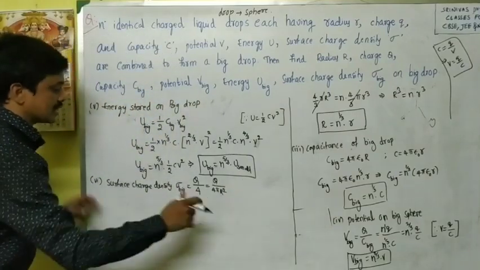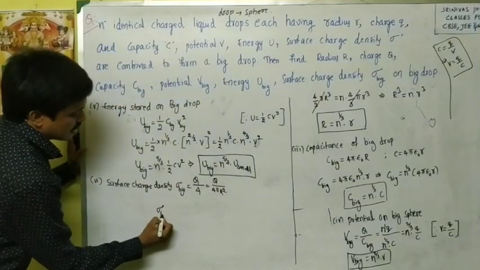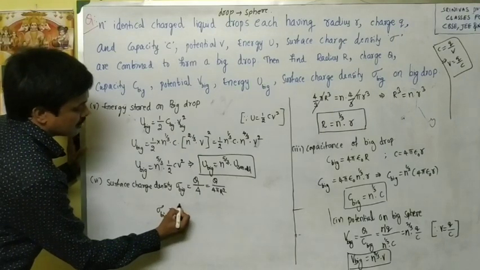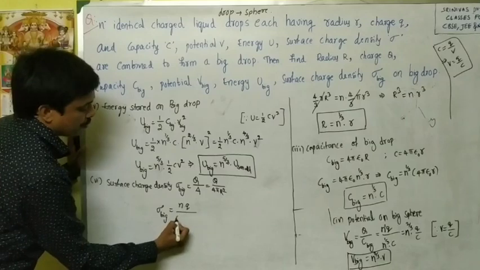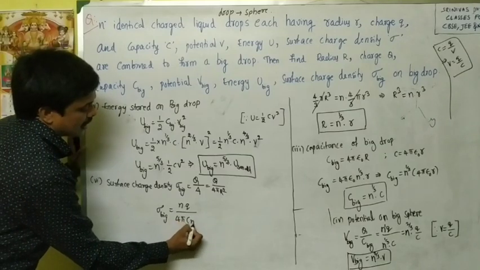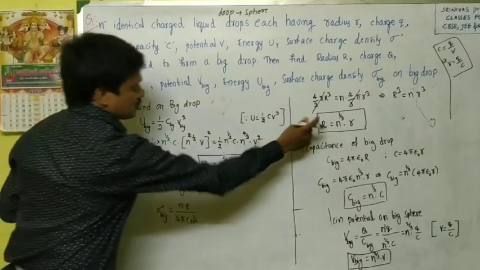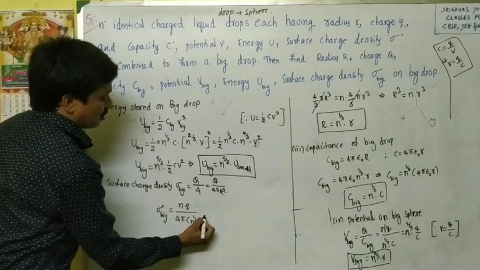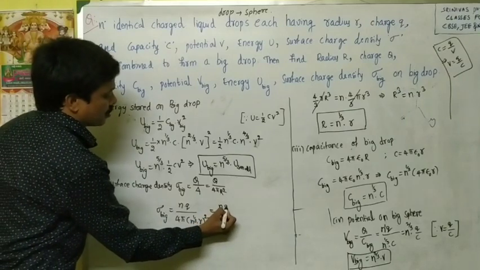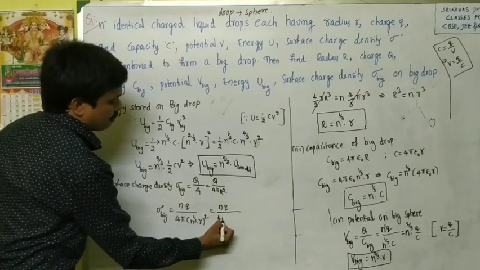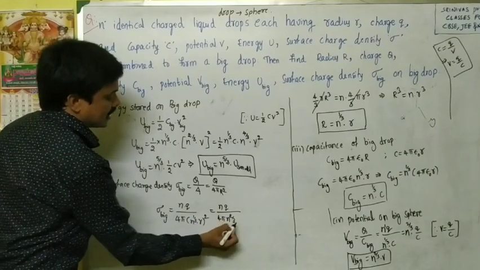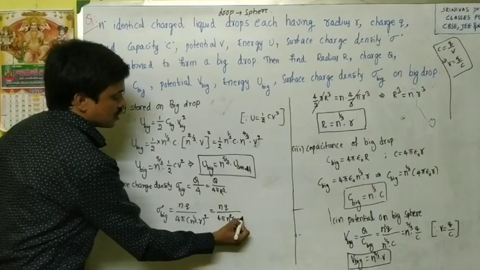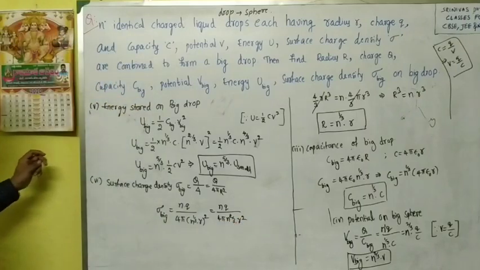Okay, let us go for the next step. Sigma on the bigger drop is equal to capital Q, which is n into small q, we know that, over 4 pi into capital R square. Capital R is n power 1 by 3 into small r, and whole square. Then we will get n into q by 4 pi n power 1 by 3 whole square, which is n power 2 by 3 into small r square. Now we have to simplify this, right?